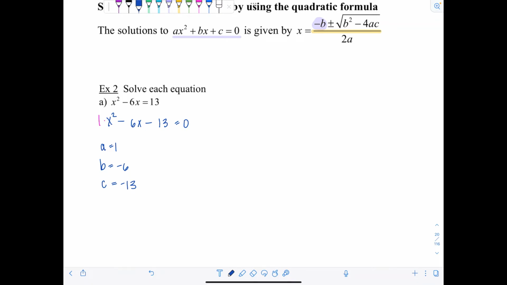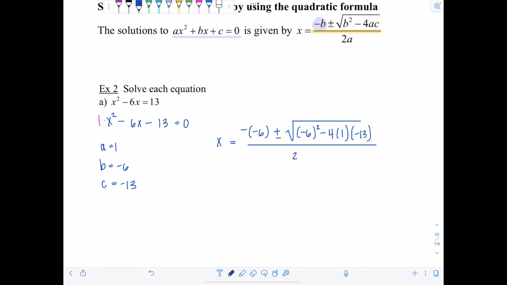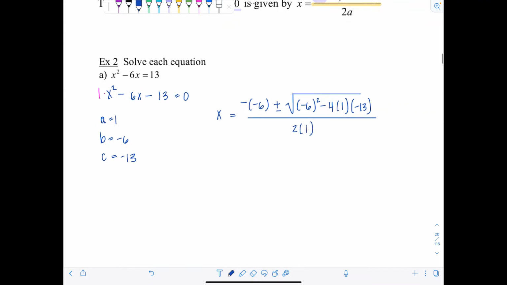Okay, always put what your variable is, in this case x, equals opposite of b, so -6, plus or minus the square root of b squared, so -6 squared, minus 4 times a, which is 1, times c, which is -13. All over 2a, 2 times 1. Okay, then we just clean up.